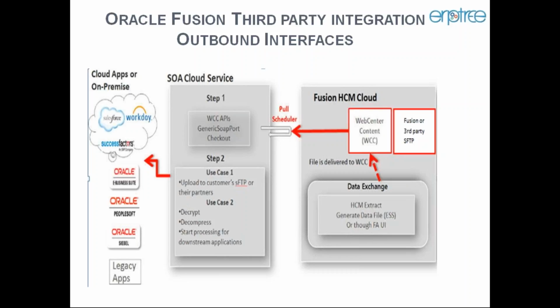Okay, so let's suppose the client is not that flexible. We can use SOA or any other third-party middleware, where we can create a program which basically fetches the file from the UCM or the SFTP and loads the data into the customer system. Okay.